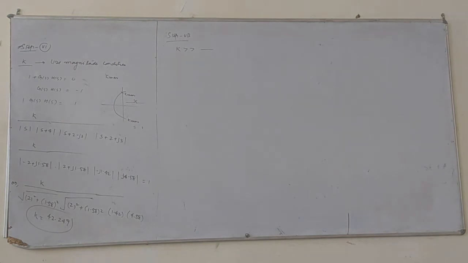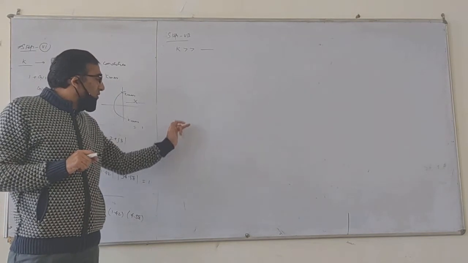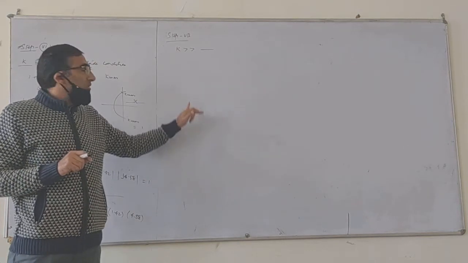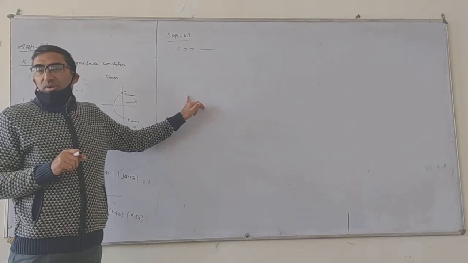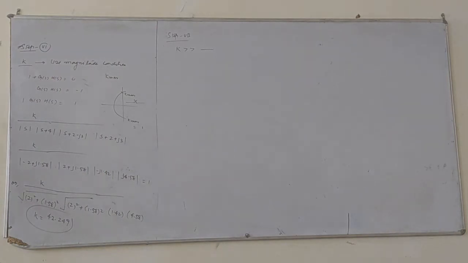What is an asymptote? An asymptote is a straight line which moves parallel to the root locus and will intersect the root locus at k equal to infinity. The root locus is a sort of curve, but an asymptote is a straight line. So it moves parallel to the root locus and intersects it at k equal to infinity. We need to approximate those lines with the help of that. You can write down this point.